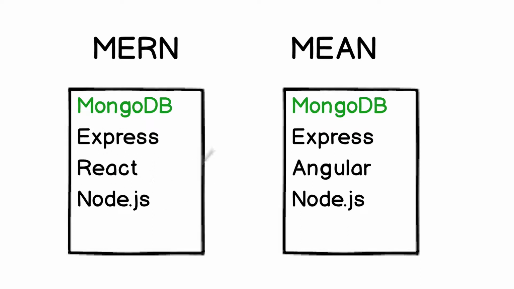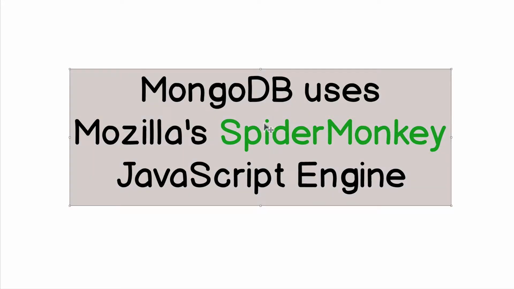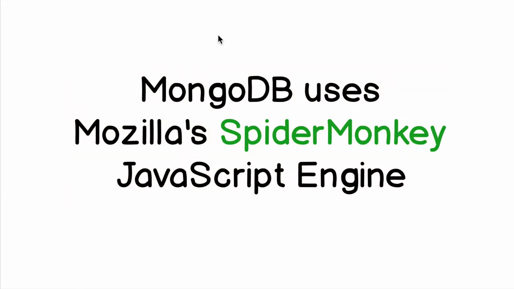Using MERN and MEAN stacks, you can build full-featured full-stack JavaScript applications. Why do I say JavaScript? Because Node.js is based on JavaScript, React is JavaScript, Express is JavaScript, and MongoDB is also based on JavaScript. It uses Mozilla's SpiderMonkey JavaScript engine. And if you are familiar with JavaScript, you can start with MongoDB pretty quickly. But what is the type of MongoDB database? It is a document database. And let's talk about this next.